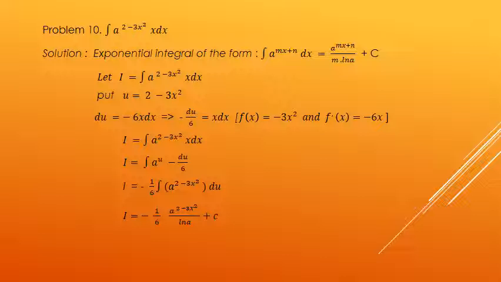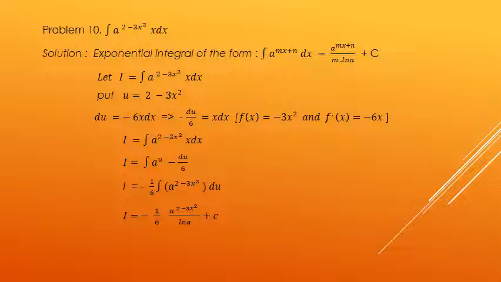So here we have the given integral: the integration equals the integral of a with the power 2 minus 3x², x dx. We substitute the value, or put the value of u and x dx in the given integral. So here we have a^u times minus du upon 6.